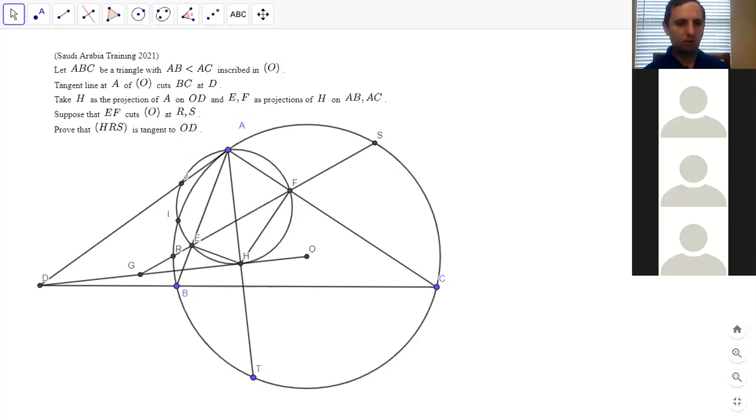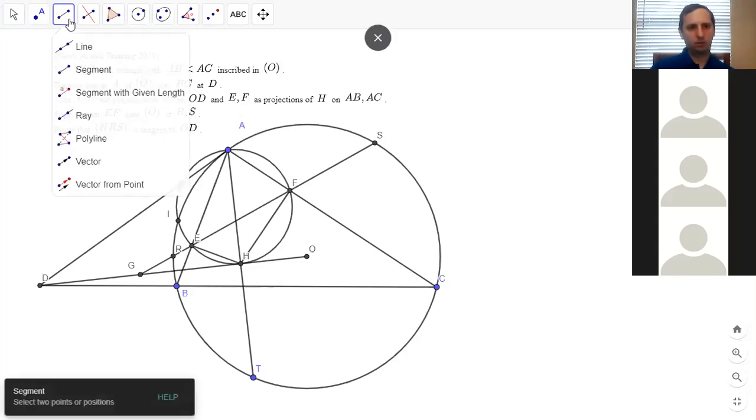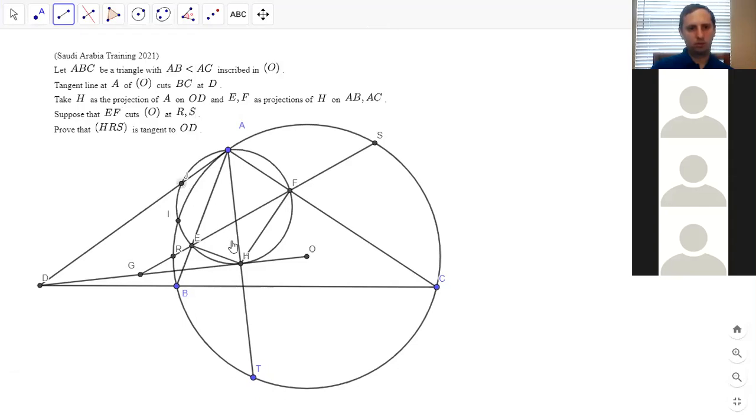So if we label G as the intersection of EF and OD, and if we could prove that GD equals GH, then G is the center of the circle with diameter DH. And a circle with diameter DH is orthogonal to O, because D and H are like pole and polar, so it must be orthogonal. So if we prove that GD equals GH, we can show that G has the same power to O and AH. Okay, so first you want to try to show G is the midpoint.